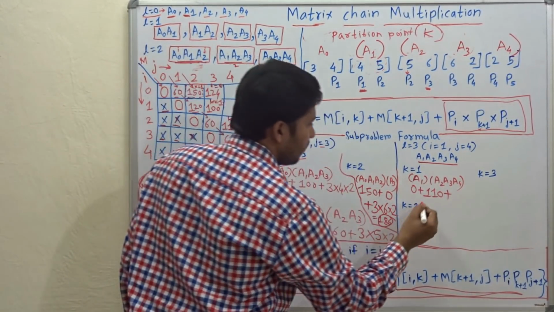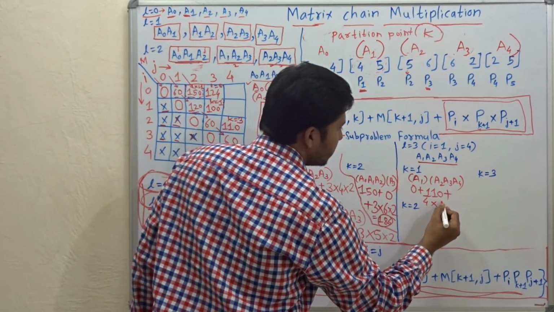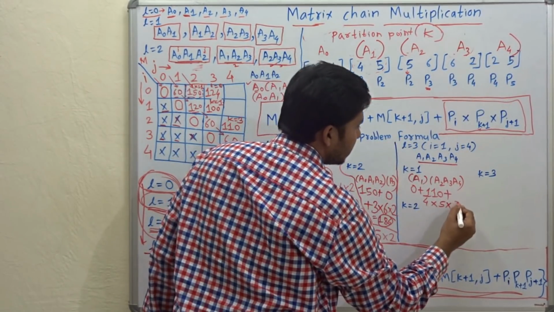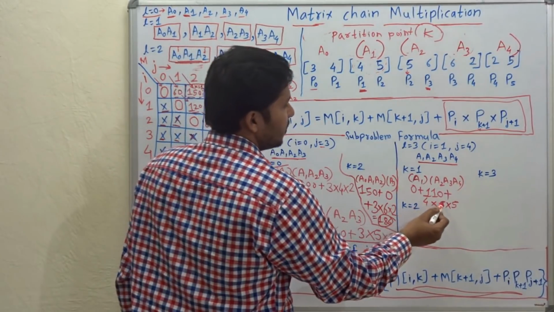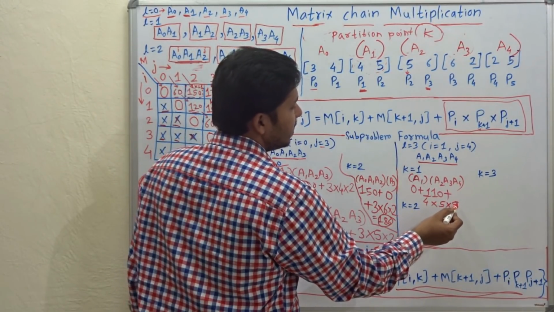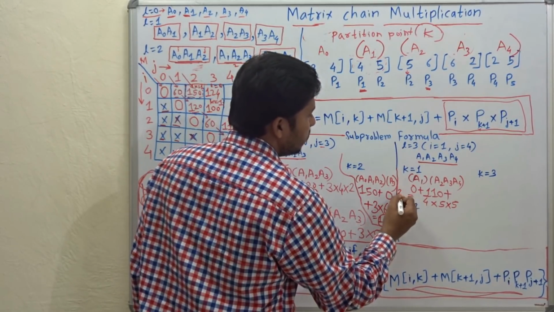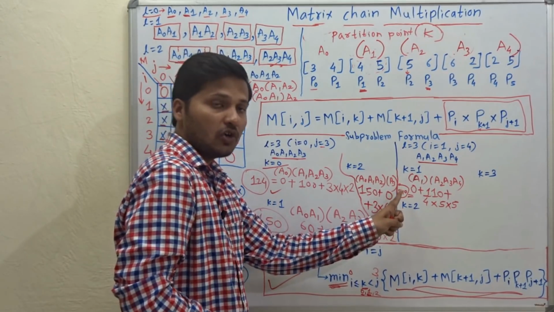First dimension of the first partition is 4 into first dimension of the second partition is 5 into the last dimension of second partition is 5. 4 into 5 into 5. So 4 into 5 is 20, 20 into 5 is 100, 100 plus 110 is 210. So 210 is the total cost.